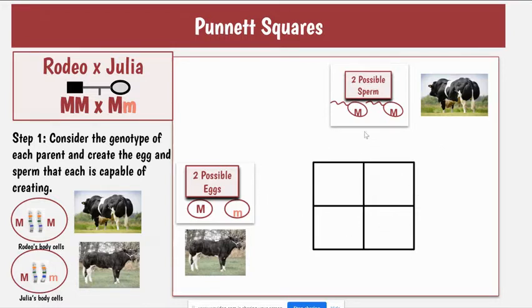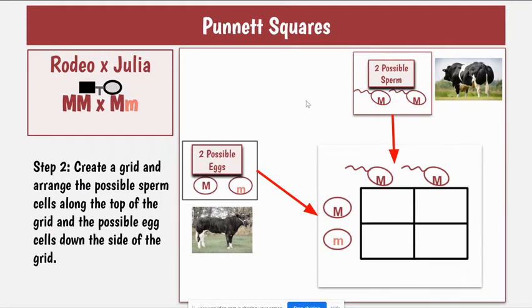I put Rodeo on top, and the potential genotypes that he can give to his offspring are the capital M here in his sperm cell. Julia has different potential, because she has a capital M and then the lowercase m, and she's going to be on the side. So when I set up that Punnett square, I put the capital M up here and another capital M over here, because remember, they only donate one of their alleles to their offspring. So that's why there's only one up here.